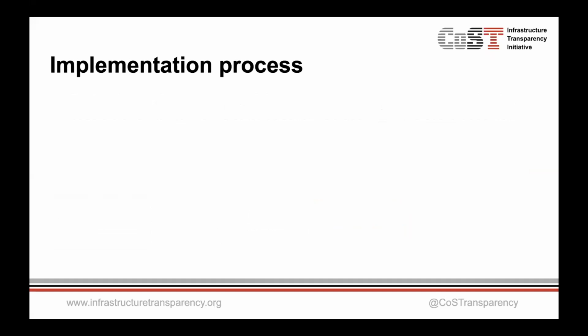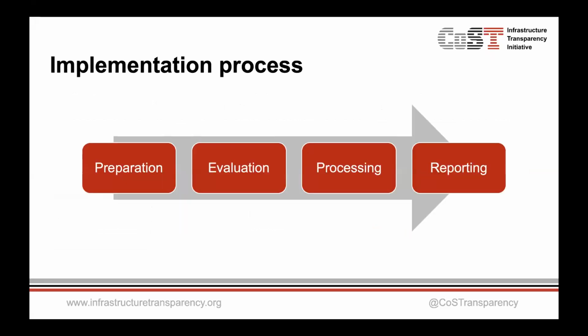When it comes to the implementation process, a typical index implementation would have these four main stages, which are preparation, evaluation, processing, and reporting. The preparation stage is where the evaluation team is integrated. The evaluation team is trained. The procurement entities to be evaluated are selected. The infrastructure projects are also selected. The logistics are arranged.